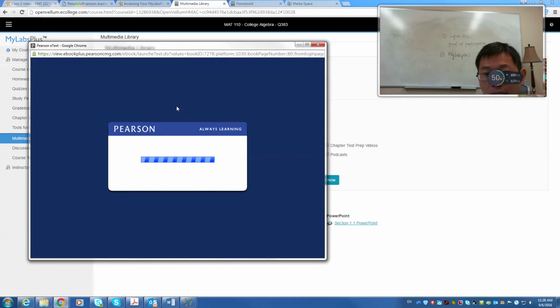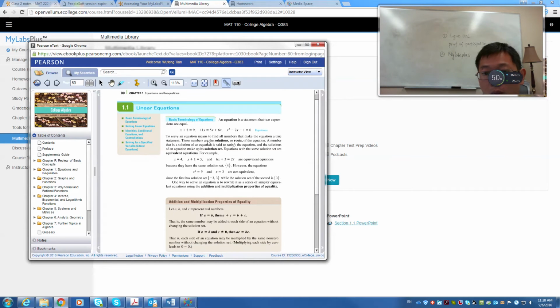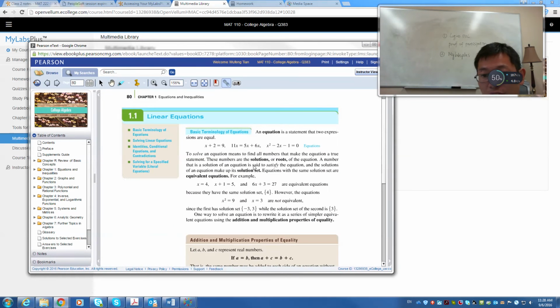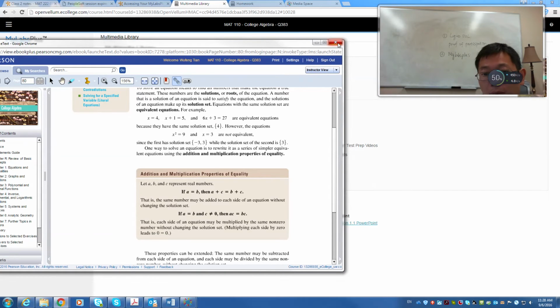Okay, so now let's see. Your textbook section 1.1 is right here. You do not have to have a hard copy. You can just read the text in your e-textbook. That's okay too. Before the textbook arrives, you can use the e-textbook.